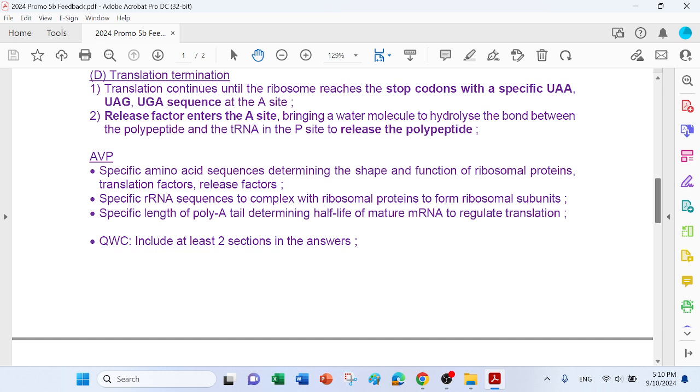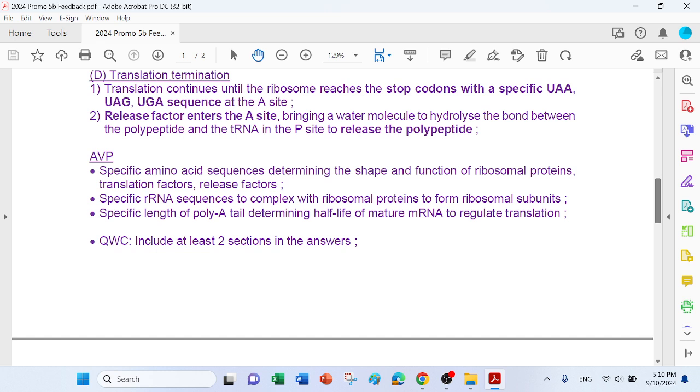But really, if you think about it, or rather to improve the answer, the poly A tail really is not a specific sequence; it's just A's, right? So a specific length would probably be better in terms of specific sequence. Okay, so a specific length of poly A tail, then determining how long it will stay in the cytoplasm and how many times it can be used for translation.